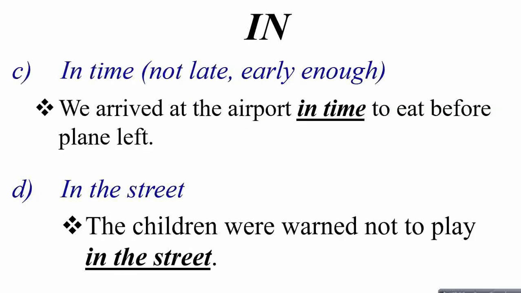The third use is in time, which means not late, early enough. For example, we arrived at the airport in time to eat before the plane left. The fourth one is in the street. The example: the children were warned not to play in the street. We often make a mistake and say on the street, but the right word is in the street.